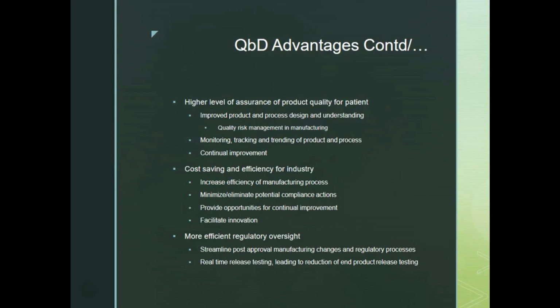Higher level of assurance of product quality for the patient, so improved product and process design and understanding. So quality risk management is key here. Monitoring, tracking and trending of product and your process allows for continual improvement where you can react to any trends in a real-time scenario. Cost saving and efficiencies for the industry includes increased efficiency of manufacturing process, minimize or eliminate potential compliance actions, provide opportunities for continual improvement, and facilitates innovation and change.